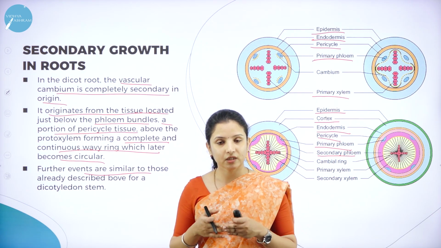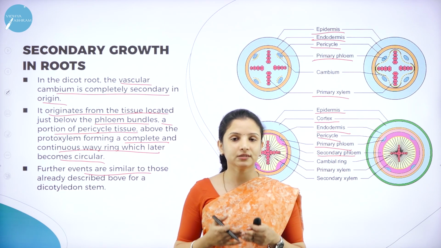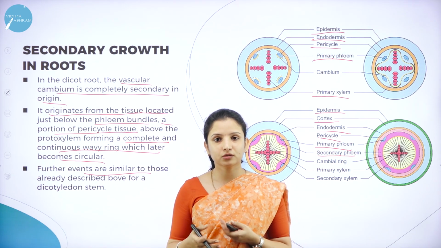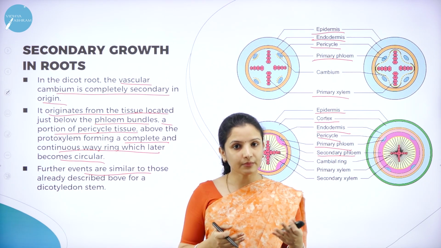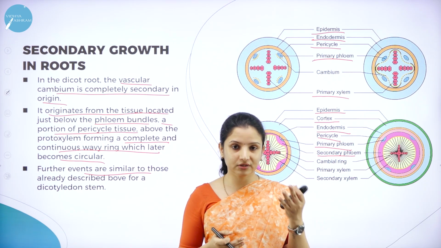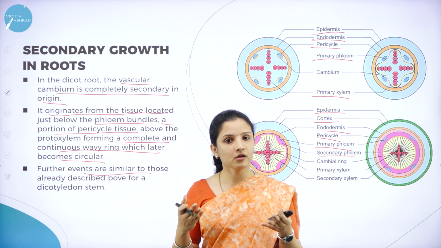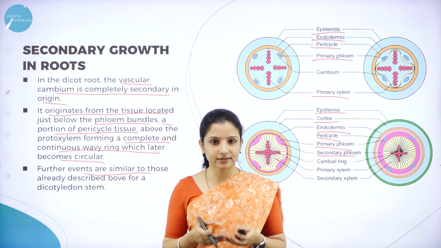Apart from that, secondary growth is seen in the root also. So you have understood the major difference in the formation of the cambium ring when it comes to the secondary growth in the dicot stem and the secondary growth in the dicot root. I hope you understood today's session well.